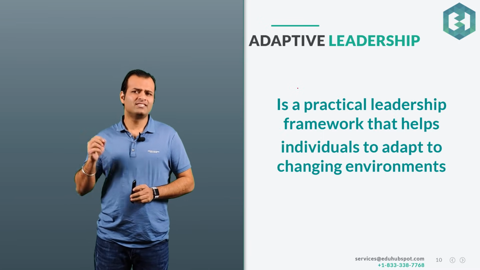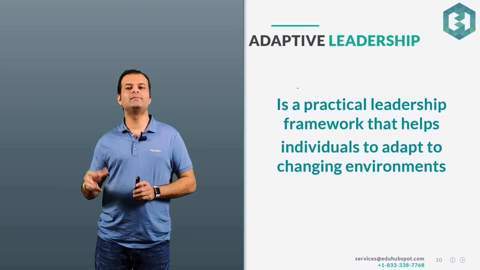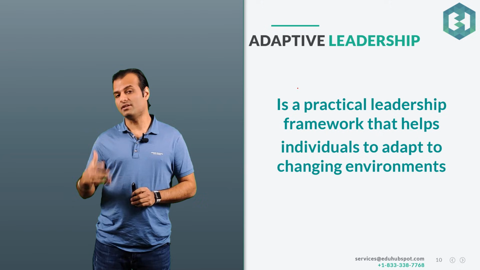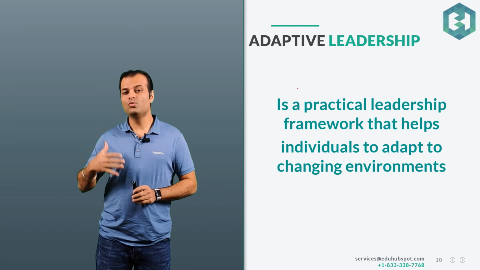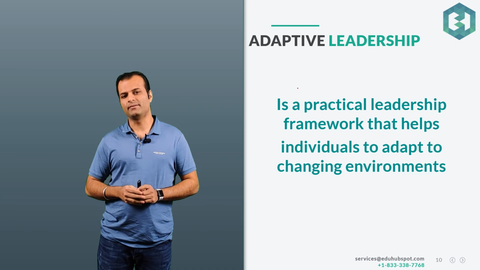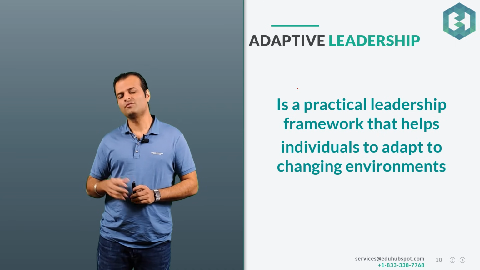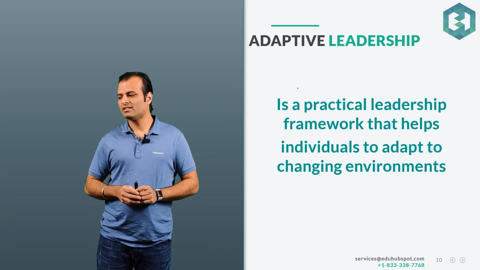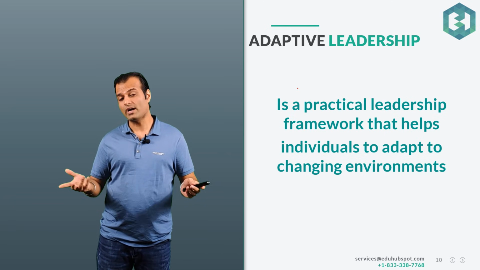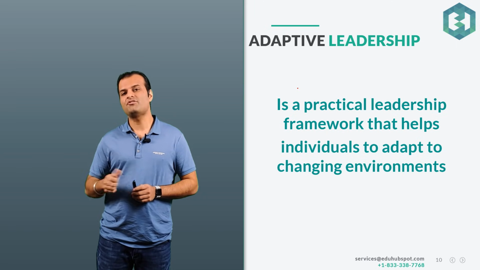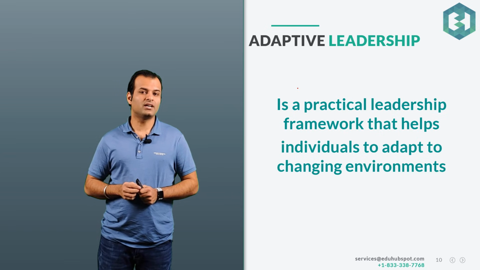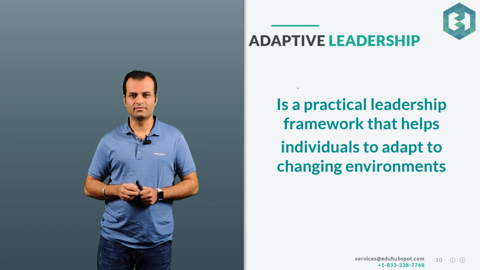Adaptive leadership is a practical leadership framework that helps individuals to adapt to a changing environment. The name states adaptive. What does adaptive mean? You are adapting to change. What happened in 2020? Because of the COVID situation, a lot of small businesses, a lot of companies, were not easily adapting to the change. Why? It was new to them. They were not ready for it. Only those companies survived which believed in adaptive leadership, whose leadership was adaptive.